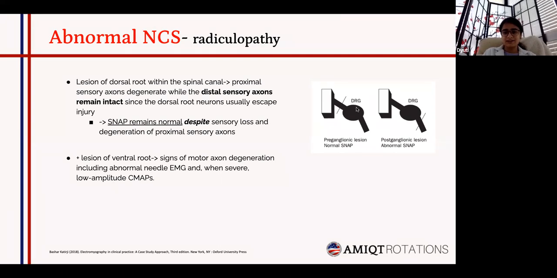This dorsal root ganglion is a unipolar neuron with a proximal axon and a distal axon. In a radiculopathy, the proximal axon will be affected, whereas the distal axon would be completely normal and it would never undergo degeneration because it is connected to the cell body and it can get all the nourishment it needs from the cell body. So although the patient has a lot of sensory symptoms and sensory loss because the impulses can't reach the central nervous system for processing, the sensory nerve action potentials would still remain normal since the axon is excitable and we can get a response distally. This pattern is very important to recognize in a radiculopathy.